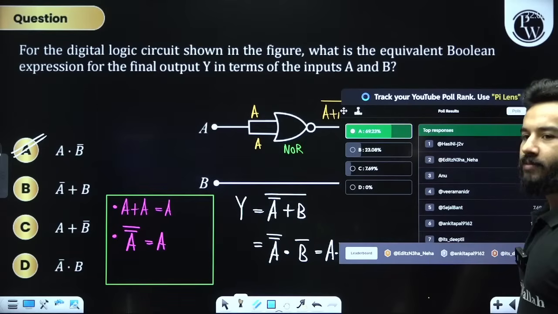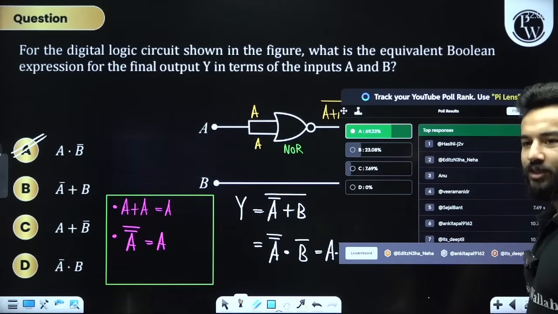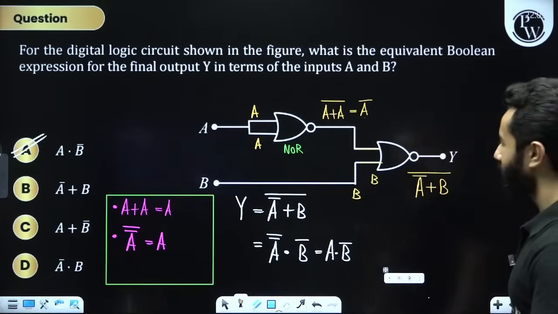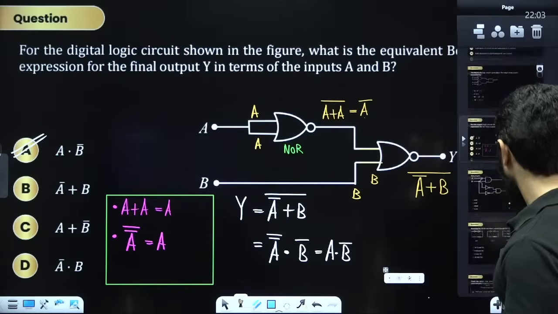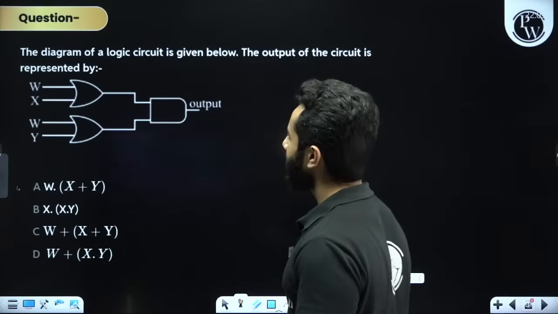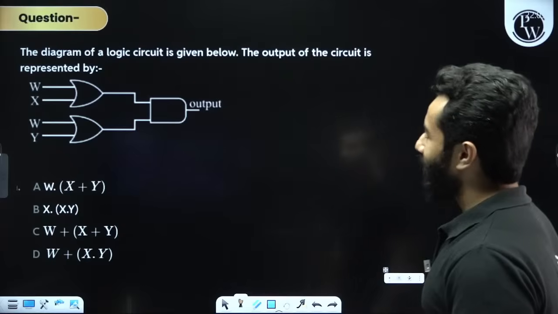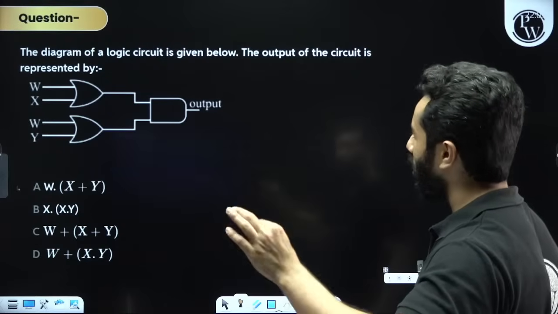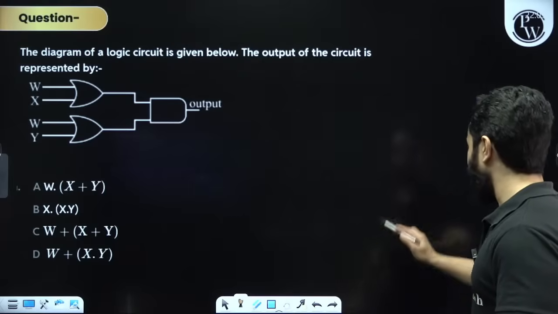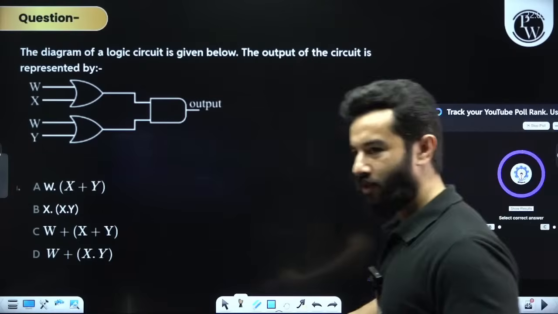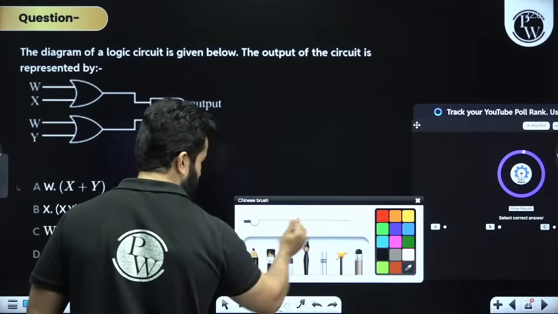See, you guys were saying that this is from that, still only 69% of you could do this. Fine, let's solve more questions like this. This is our next problem. The diagram of a logic circuit is given below, and you have to find out the output of the circuit. Let's start. I'll give you 90 seconds. Solve this with me, my dear friends.